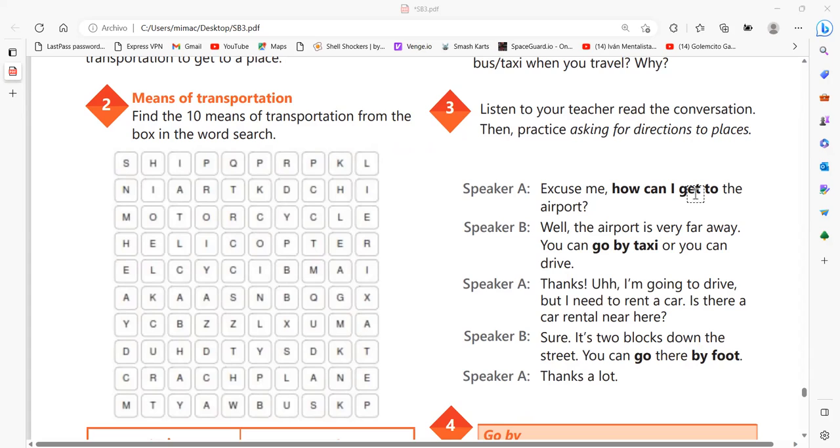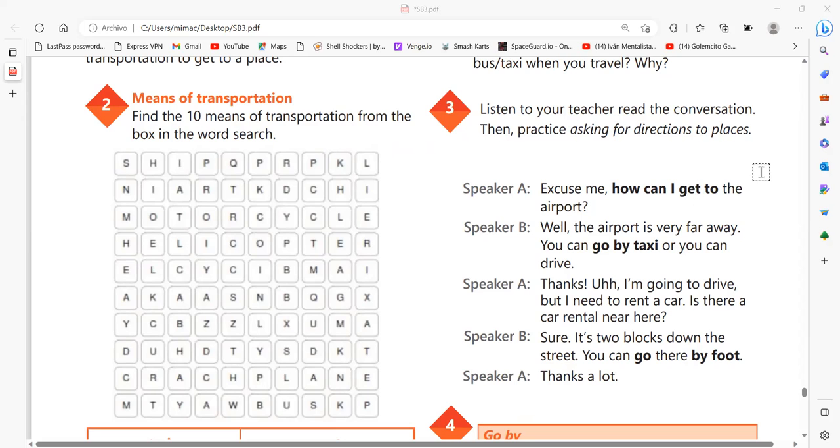Excuse me, how can I get to the airport? Well, the airport is very far away. You can go by taxi or you can drive. Thanks. I'm going to drive, but I need to rent a car. Is there a car rental near here? Sure. It's 2 blocks down the street. You can go there by foot.